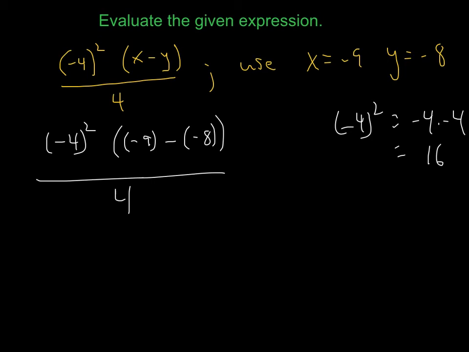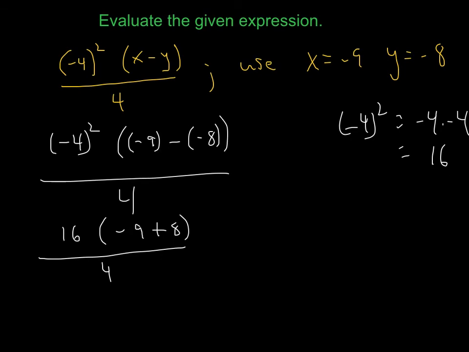So over on the left side here, that's 16 times open parentheses, that's a negative 9, and right here, this minus a negative 8 is the same as plus 8, all divided by 4. Now just for the sake of space, I'm just going to box this off so we don't get confused, and I'm going to work this over to the left side here.